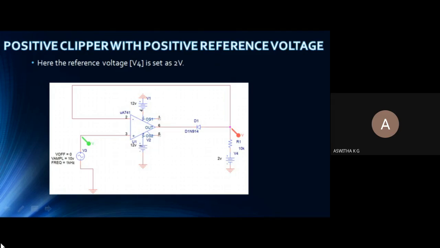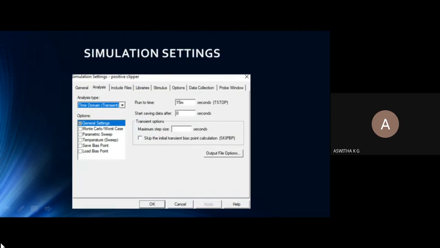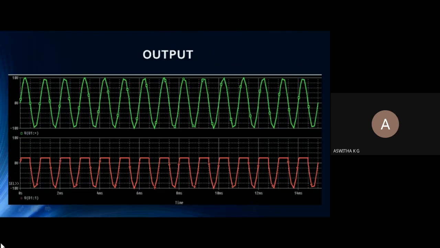Next is the positive clipper with positive reference voltage. Here the reference voltage is positive. Let us assume 2 volt. The simulation settings is same. The analysis type is time domain and the run to time is 15 milliseconds. Let us see this output. Here all the voltages above 2 volt are clipped off as we have set the reference voltage as 2 volt.